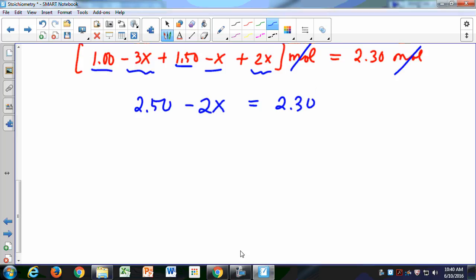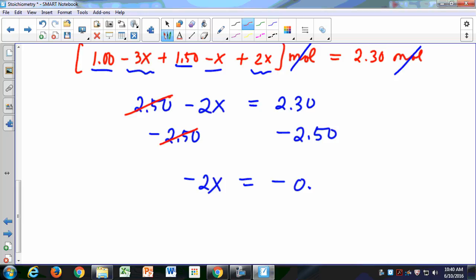Subtract 2.50 from both sides. You have negative 2x equals, the 2.5 cancels out, 2.3 minus 2.5 is negative 0.20. Divide both sides by negative 2. So x equals positive 0.10.